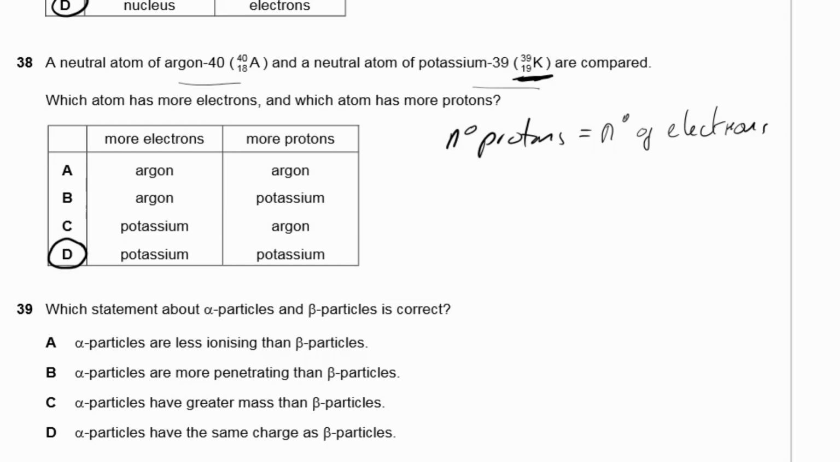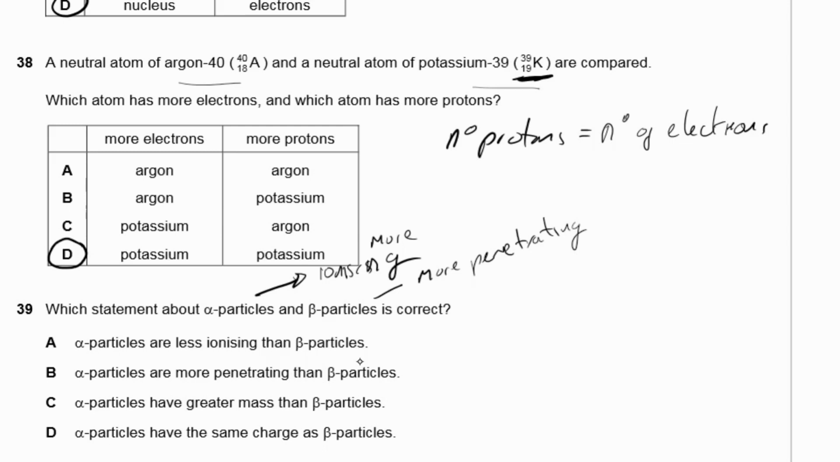39. Which statement about alpha particles and beta particles is correct? Let's see. It's talking about ionizing and penetrating. So let's see that. Alpha particles, really ionizing. They're the most ionizing type of radiation. And beta particles, they're more penetrating. Not more penetrating than gamma radiation, of course, but that's not on here. Just alpha particles and beta particles. So I want to find the option that tells me that alpha particles are more ionizing and beta particles are more penetrating.